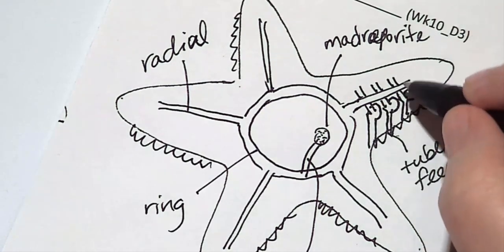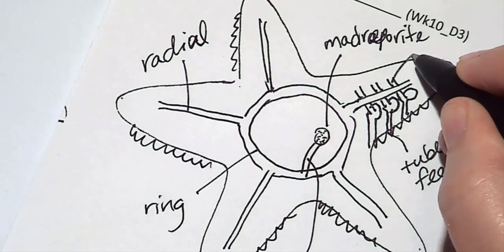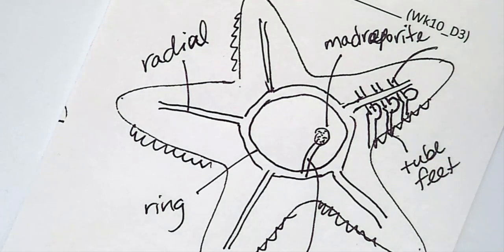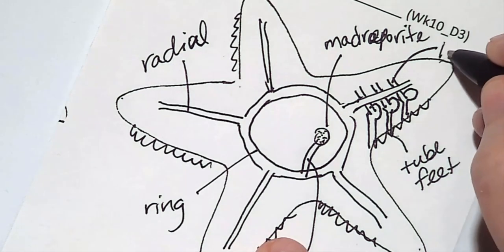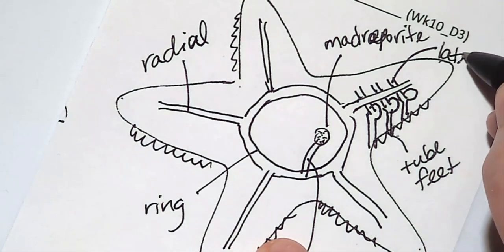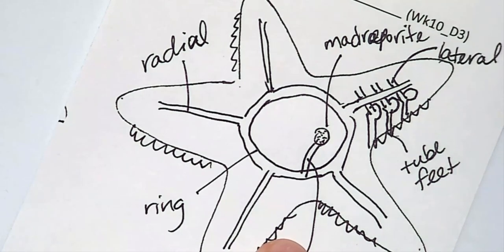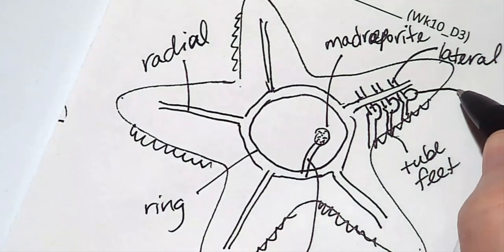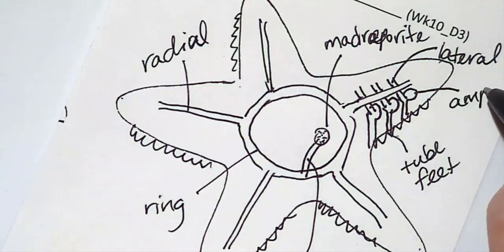Okay, what are these tiny little canals? Lateral. How do we remember lateral? Because they're like little rungs on a ladder. I love that. It's not spelled the same, but lateral canals. What are the little bulbs? Ampullae. And then we have the tube feet.